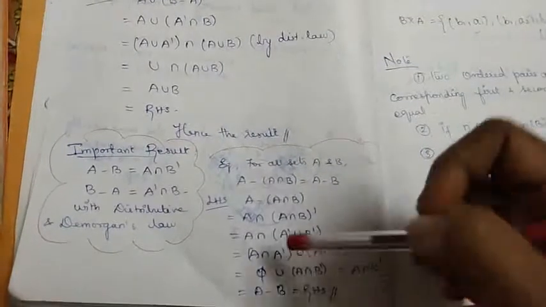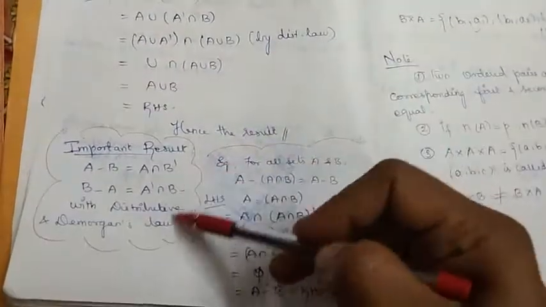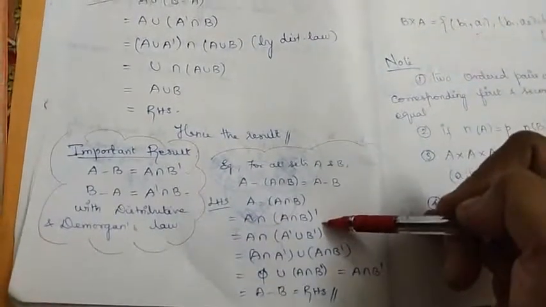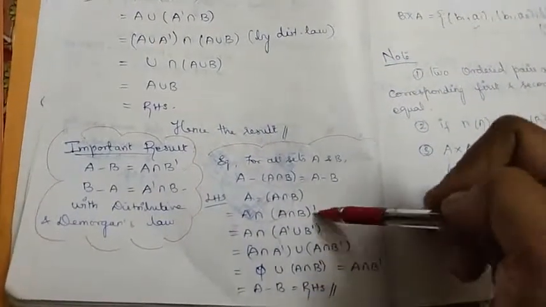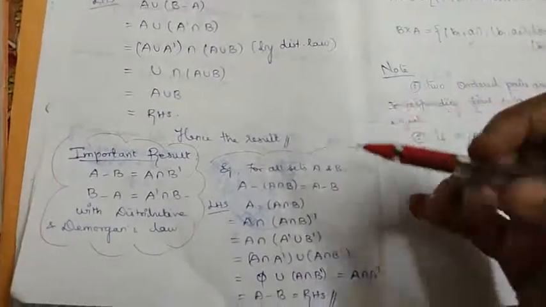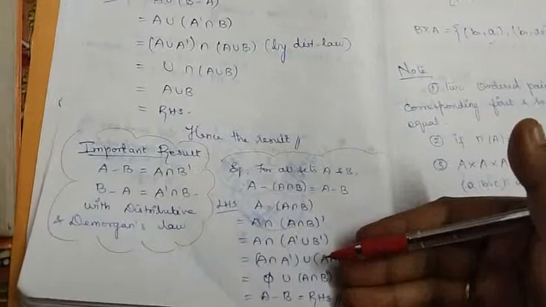So this is how we will be repeatedly using all the 3. First here we have used the first result. Then we have applied distributive and De Morgan's. Then we have applied distributive. So repeatedly, if we apply all these, we can prove problems of this kind.